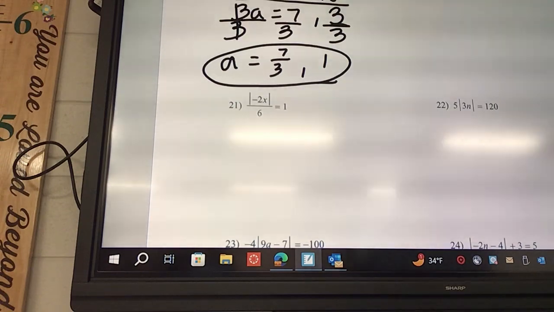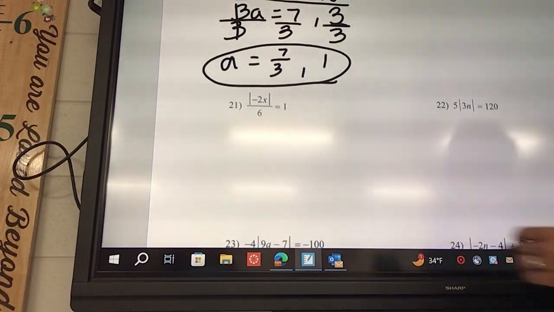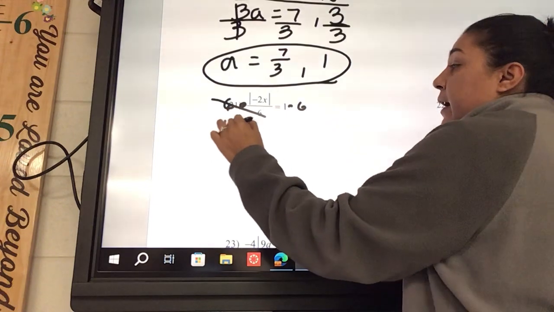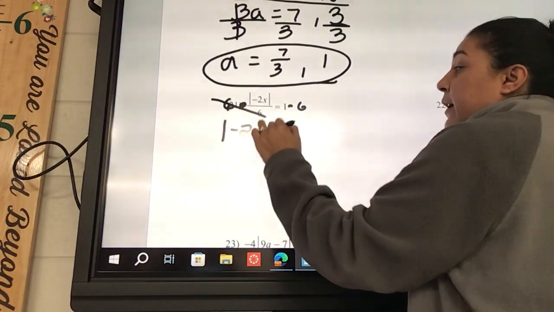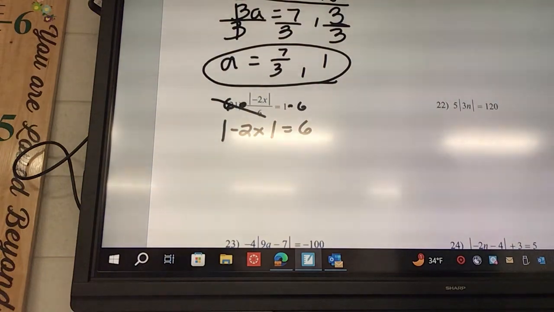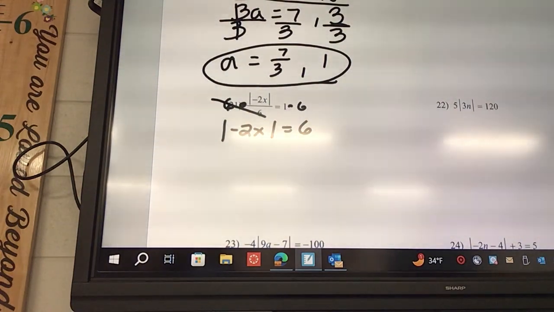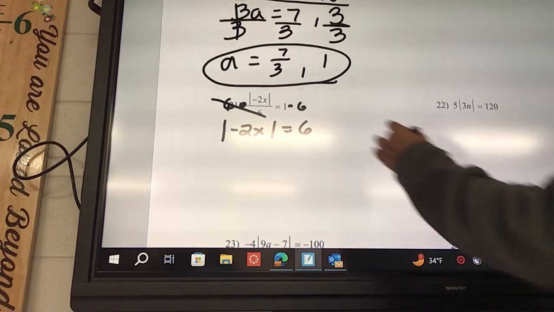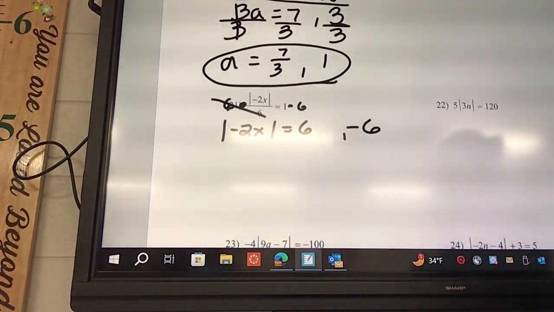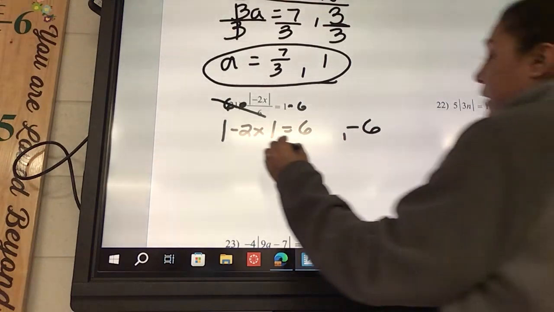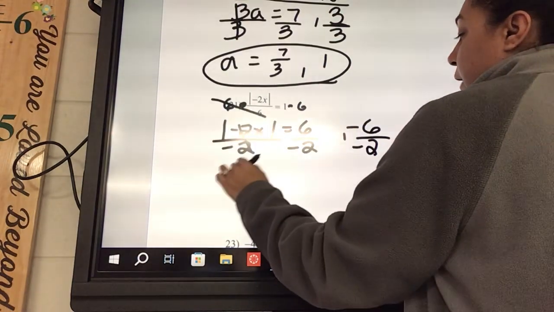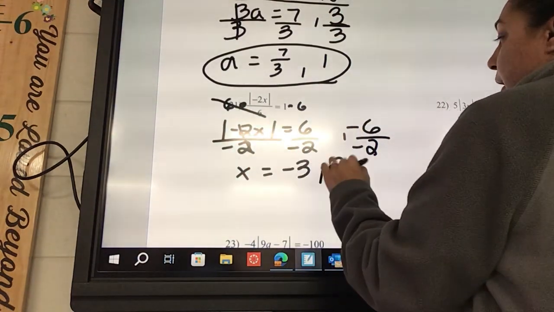Okay, 21. There is stuff on the outside of the bar, so we need to do that first before I can say comma and make it a negative. So our first step is going to be times 6. Okay, so I got the absolute value of negative 2x equals 6. Now that there's nothing on the outside of the bars, I can go ahead and say comma and make it a negative 6. Okay, and then working with this, we can say divide by negative 2. So I get x equals negative 3 and a positive 3.